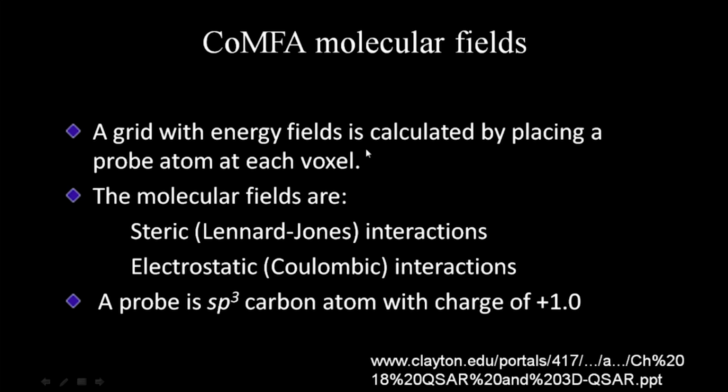A grid with energy fields is calculated by placing a probe atom at each volume. Then you calculate the steric interaction using the Lennard-Jones potential, and the electrostatic interaction using Coulombic interactions. The probe could be an sp3 carbon atom with charge plus one. That's the probe. So what are the advantages of this?